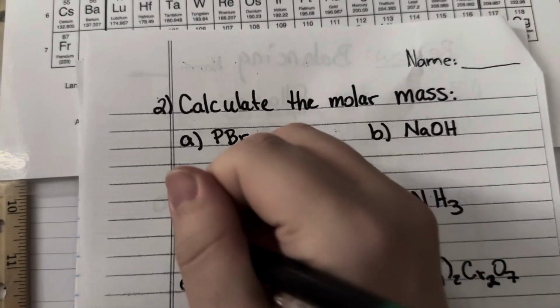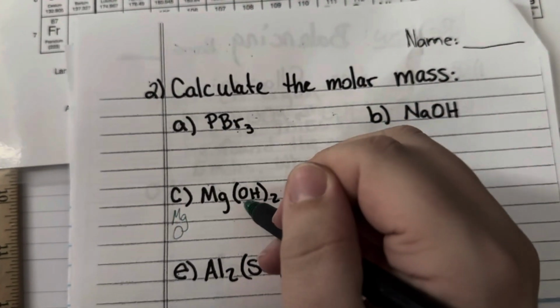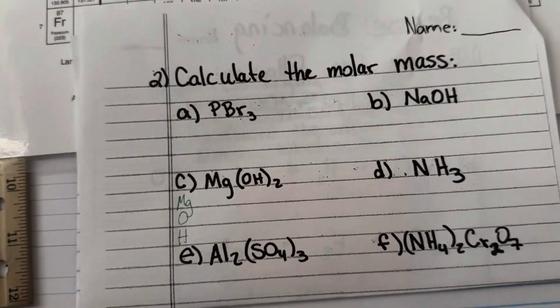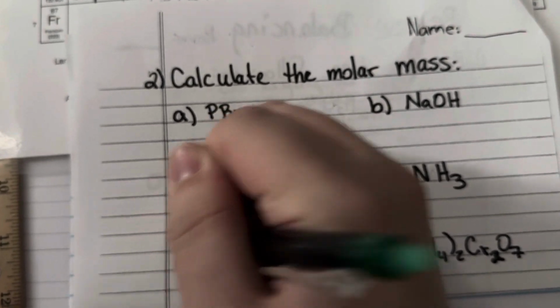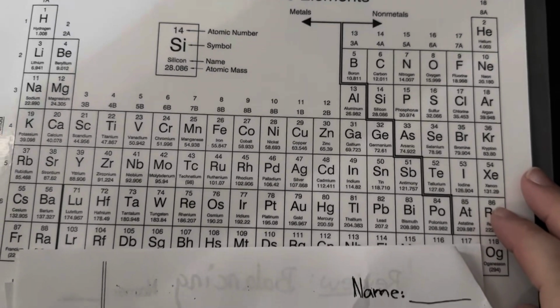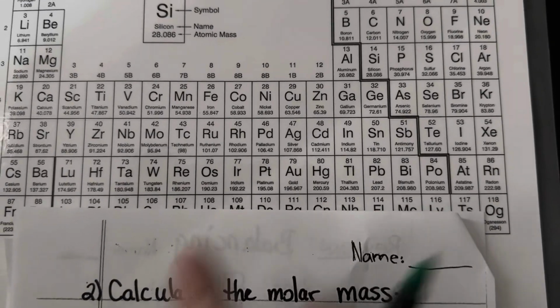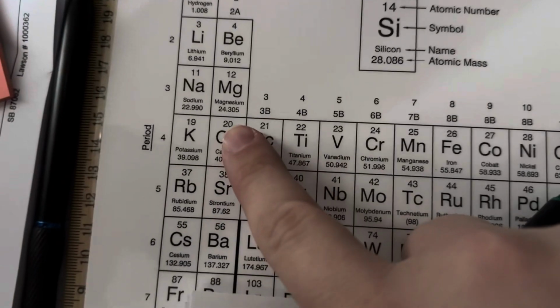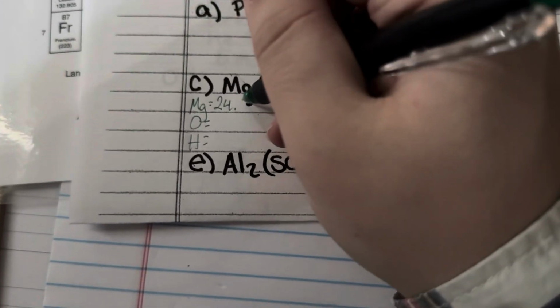So first up, we're gonna write down the elements we have: magnesium, oxygen, hydrogen. And we're going to find out what their masses are on the periodic table. On the periodic table, they tell you the mass for 1 mole of that many atoms. So magnesium is right here: 24.305. So we're going to write 24.305.